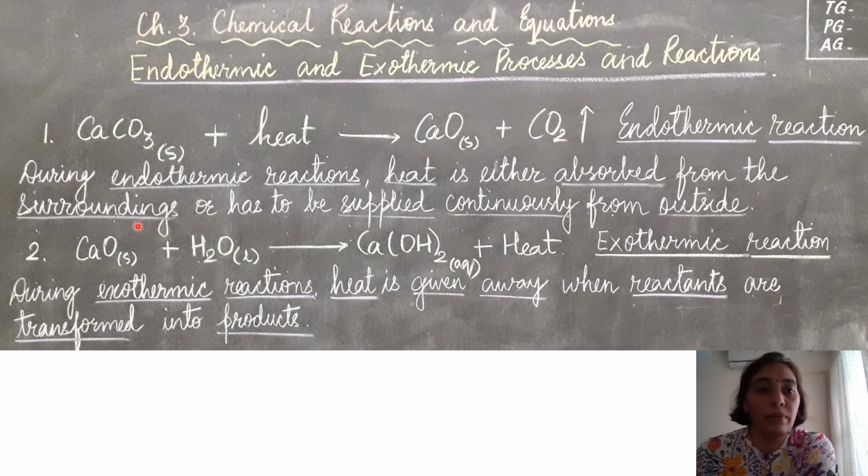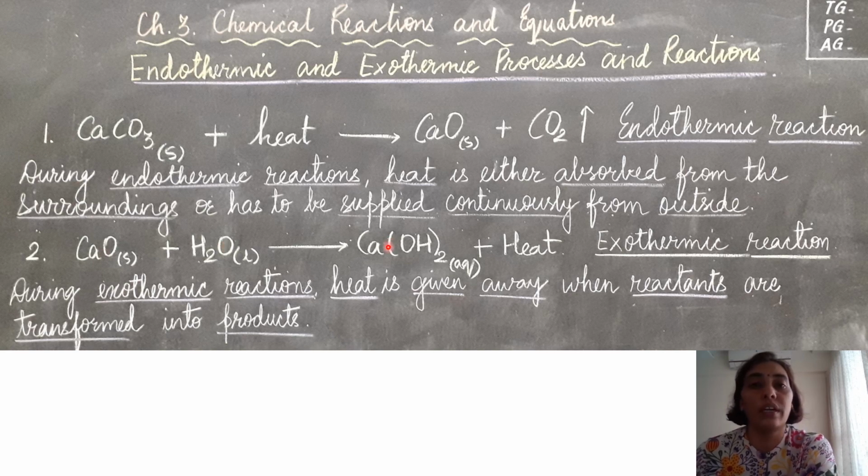Coming to the second example, that is calcium oxide and water, and it is going to give us calcium hydroxide and heat. Calcium oxide is called lime or quick lime, and to this we are adding water, and this gives slaked lime, that is calcium hydroxide, or lime water also we call it, and heat is given out. So this is also one example that we had studied under combination reaction. In a combination reaction, we had said two or more reactants give you a single product.